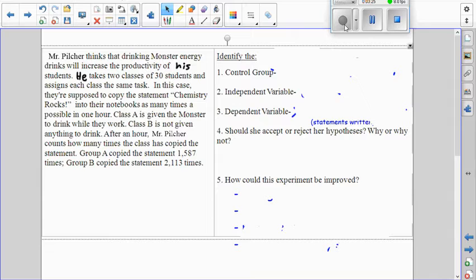So you guys spent a few seconds reading through this. All right, the basic idea is that I want to see if I can help my students' productivity. So I figure if I give them Monster, I bet they're much more productive. So I got a couple of classes of 30 students in each class. I want them to write down the phrase chemistry rocks as many times as they can. That's how I'm going to measure how productive they are: how many times they write down chemistry rocks.